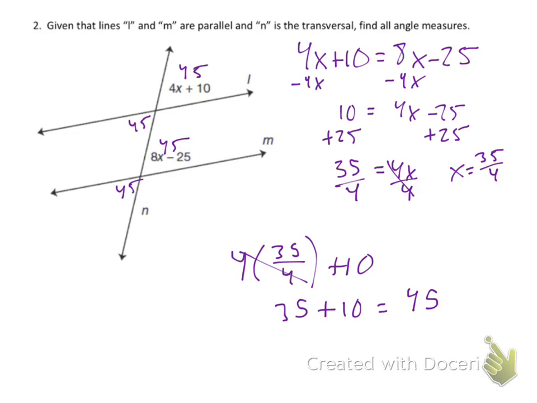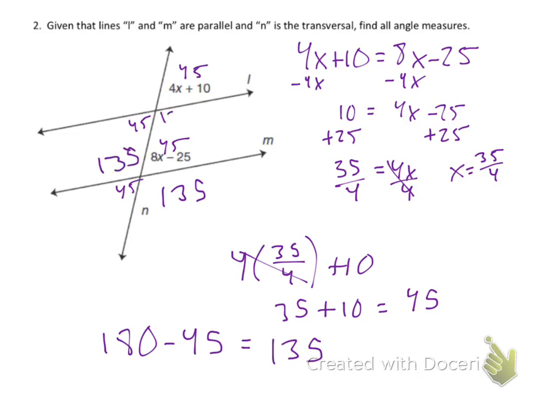So what's the other angle? 180. That's a bad 8. That is a bad 8. 180 minus 45, which equals 135. 135. 135. 135. 135. And you just did the problem.